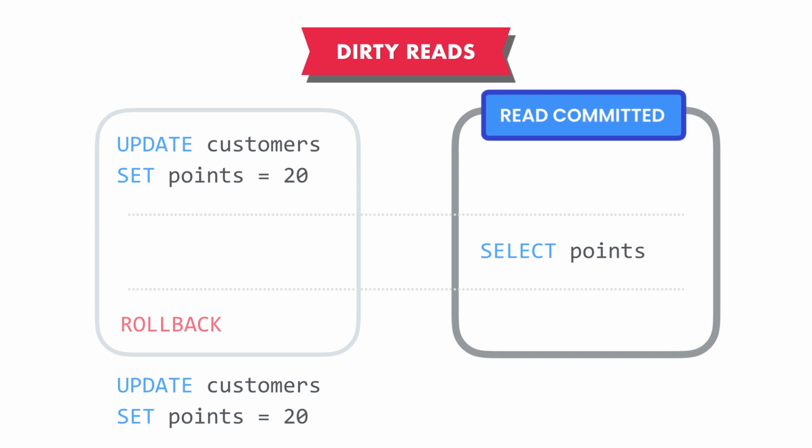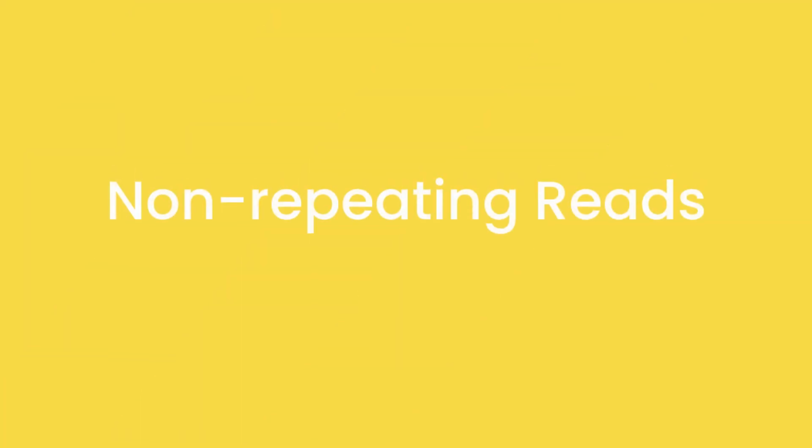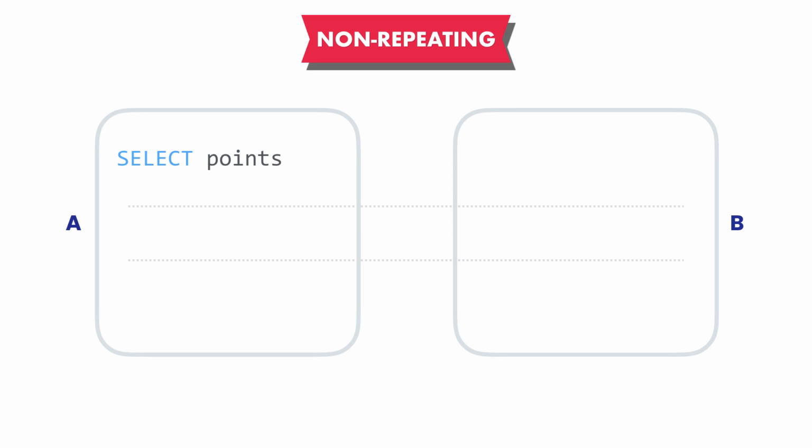Now let's look at another concurrency problem, non-repeatable reads. So by adding more isolation to our transaction, we can guarantee that our transaction can only read committed data. But what if during the course of a transaction, we read something twice and get different results? For example, transaction A reads our customer's points. It sees that this customer has 10 points, so it will make a business decision based on this value.